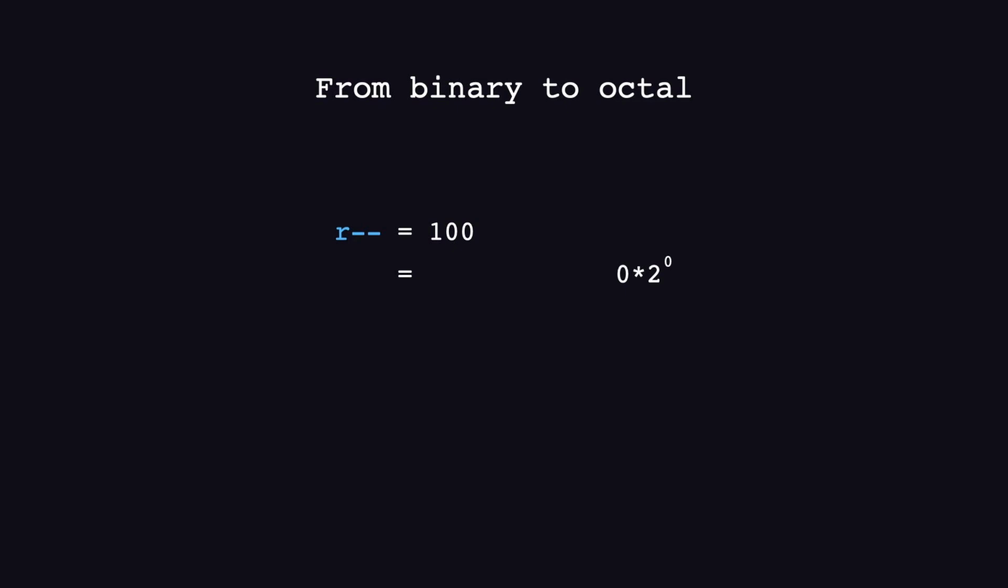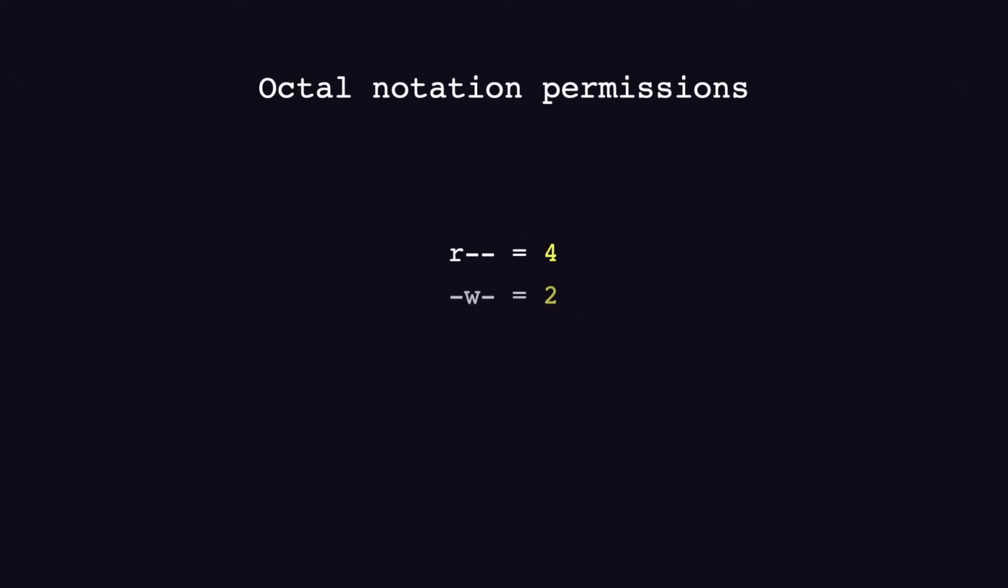To do this, we add each bit multiplied by 2 to the power of its position. For example, considering the read-only permission from right to left, the first bit is to be converted to 0 multiplied by 2 to the power of 0, the second one to 0 multiplied by 2 to the power of 1, and the third one to 1 multiplied by 2 to the power of 2. Once we've done that, we then add up all these numbers, which in this case gives us the result of 4.